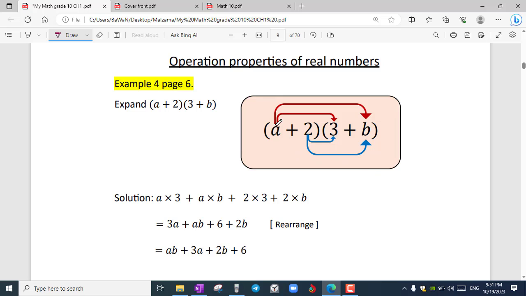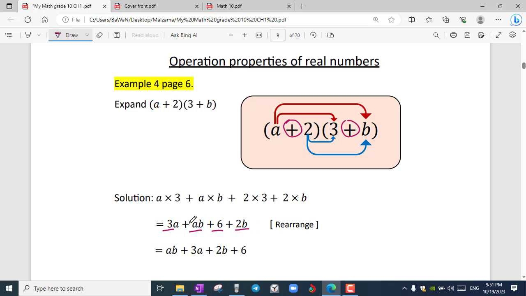If I try to expand this, I want to say a times 3 is 3a. A times b is ab. 2 times 3 is 6. 2 times b is 2b. These pluses are not randomly there because this is positive, this is also positive, then it makes plus between all the terms.